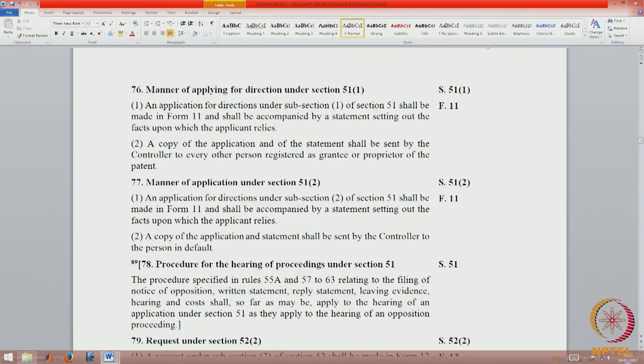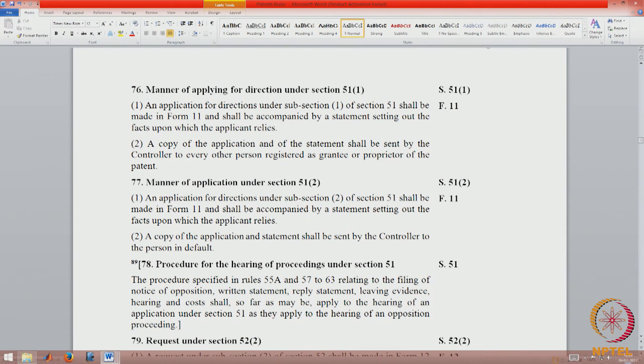Now, let us look at the manner in which an application is taken under section 51(1) and 51(2). Rule 76 deals with the procedure. 76(1) says that an application for directions under subsection 1 of section 51 shall be made in Form 11 and shall be accompanied by a statement setting out the facts upon which the applicant relies. Now, the applicant, in our hypothetical example, the co-owner A, will have to give the facts in the form of a statement as to how the deadlock has come through and what needs to be done to resolve it.